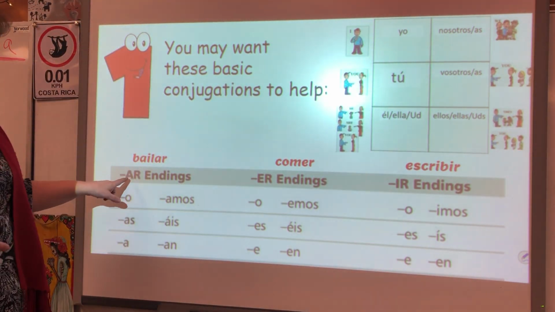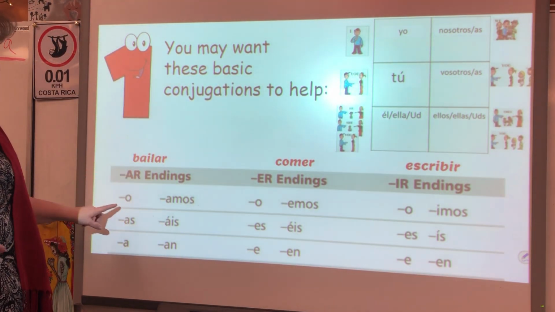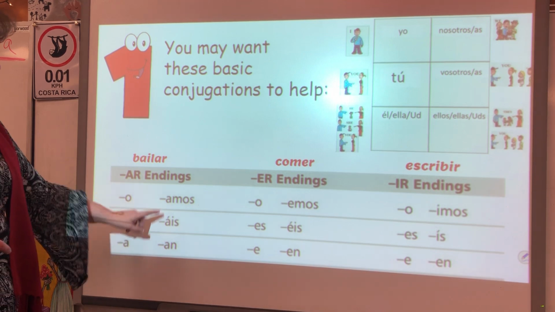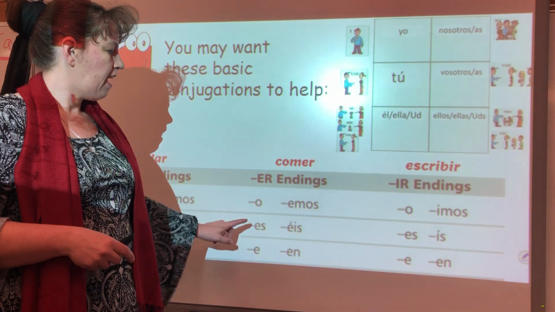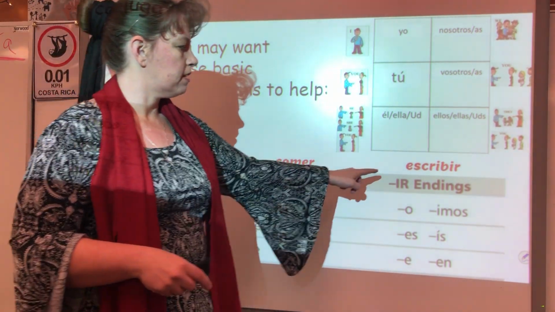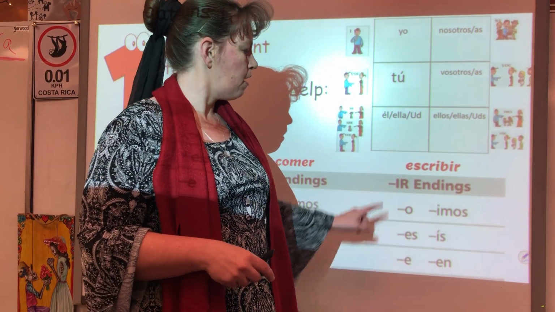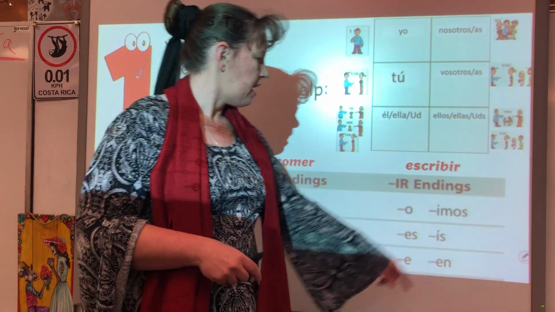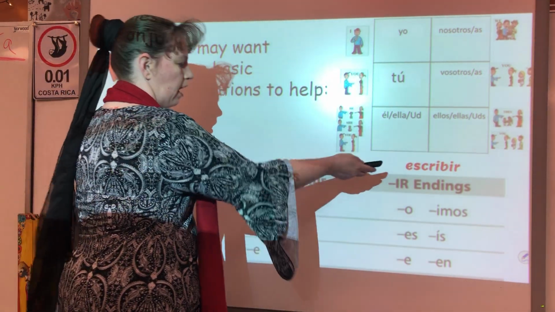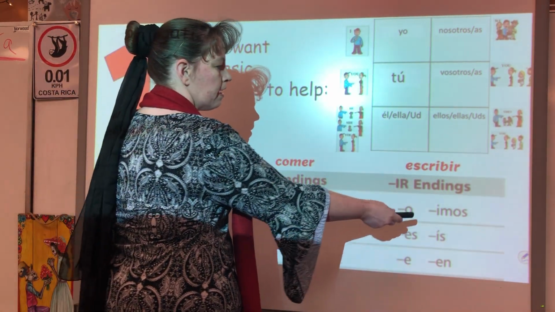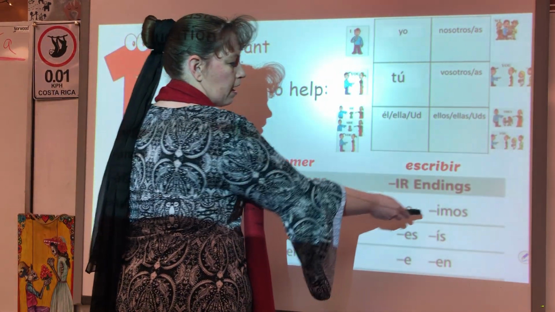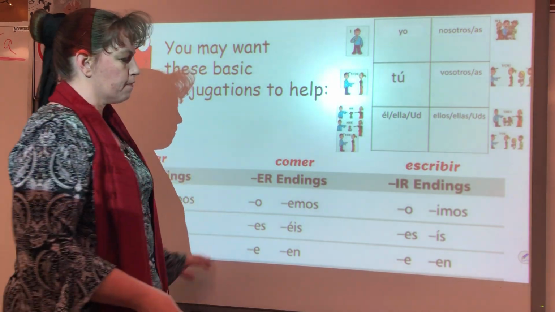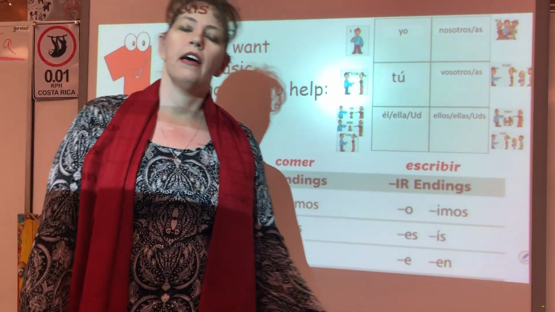You take off the AR if it's an AR verb, and you add o, as, a, amos, an. For an ER verb, you take off the ER and add o, es, emos, en. If it's an IR verb, you take off the IR and add o, es, imos, en. Notice ER and IR are the exact same, except in the nosotros form is when you see that it came from an IR verb or came from an ER verb. Otherwise, it's o, es, and en.